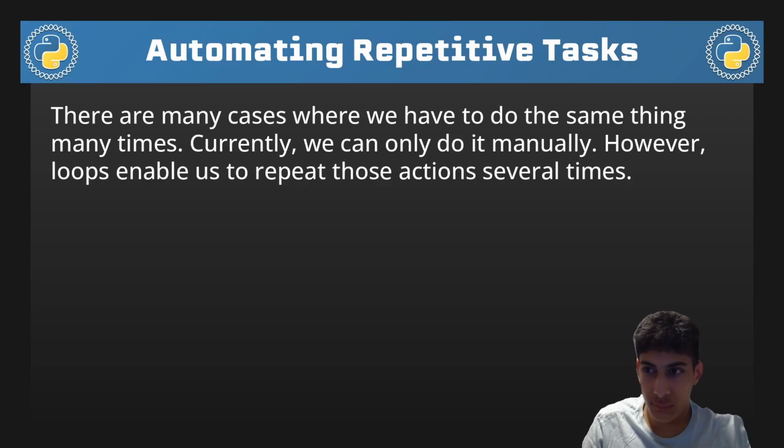Say you have 1,000 email addresses that you have to send to different people. If you were to do it manually, it would take a really long time. However, with the loop, we can just iterate through each of the recipients and just send the email to each of them. The power of loops is that they enable us to repeat a specific action many times, not just once.